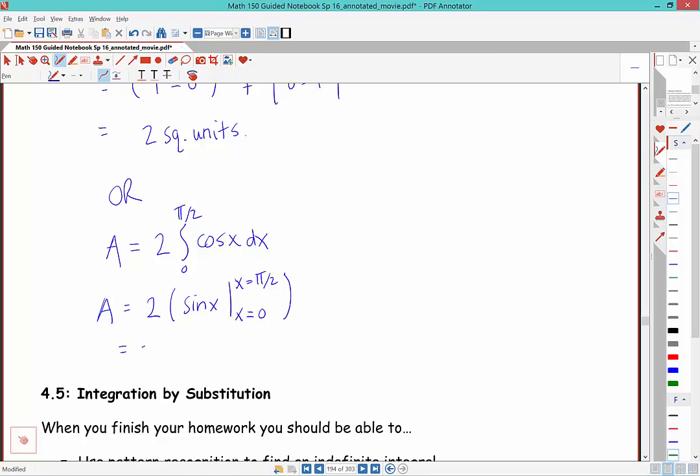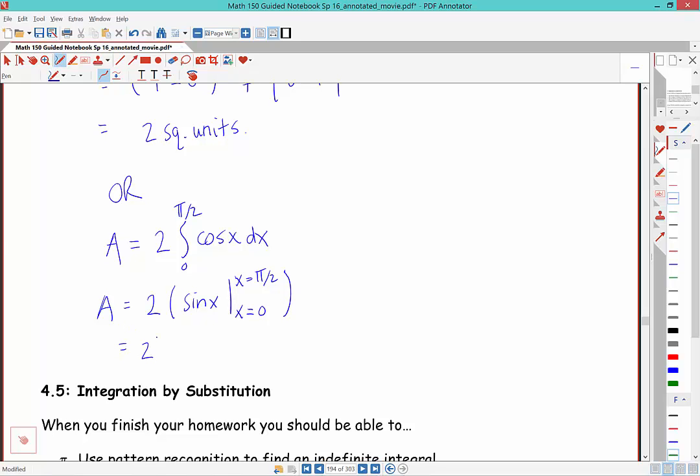So you have to be careful. You have to look at what you're being asked. The actual definite integral from 0 to pi of cosine of x would end up being 0. But the area, if you're being asked for area, is 2 square units.